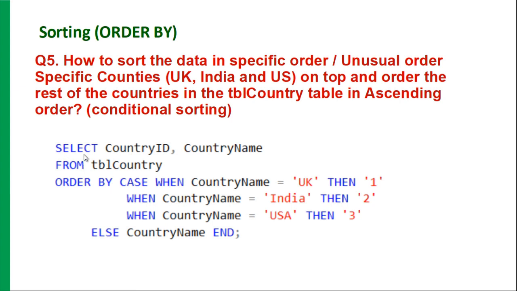So what we are doing here is selecting the columns from this particular table using the ORDER BY clause. Using the CASE statement, we are assigning values to the country name. When it is UK, we are marking it as 1. When it is India, we are marking it as 2. When it's USA, we are marking it as 3. Then these 3 rows will be sorted first and the rest of the countries in ascending order. So we will get UK on the top, second India, and third USA. That's how the data will be sorted.